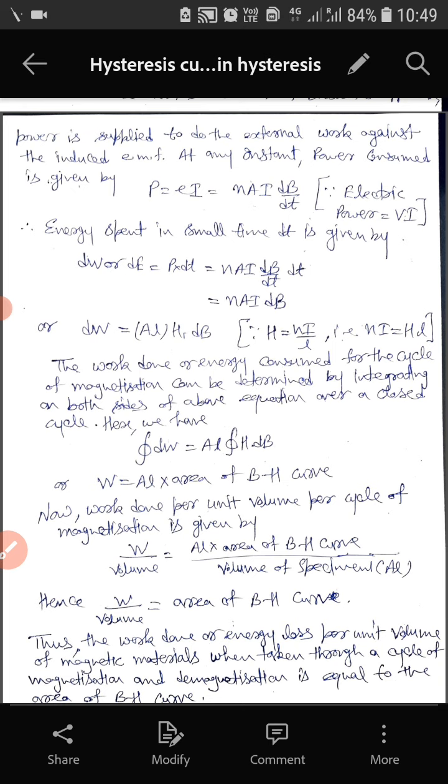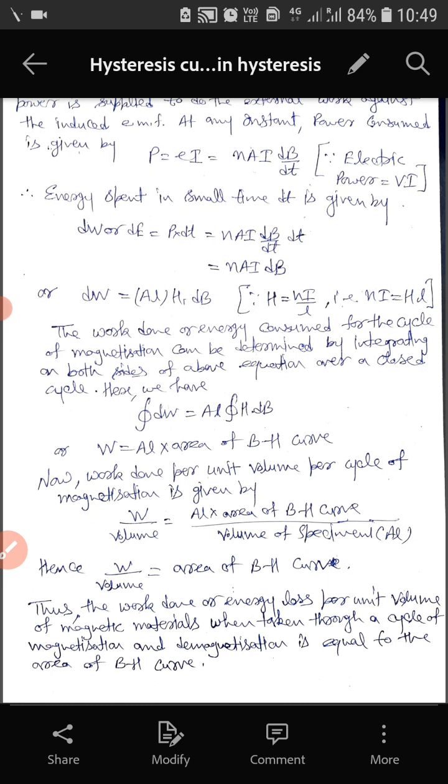Thus the work done or energy loss per unit volume of magnetizing material, when taken through a cycle of magnetization or demagnetization, is equal to the area of the BH curve. So this is an important relation. Depending on how much energy we have lost, and by calculating this energy loss for different materials, we can determine which magnetic material is better for which application.